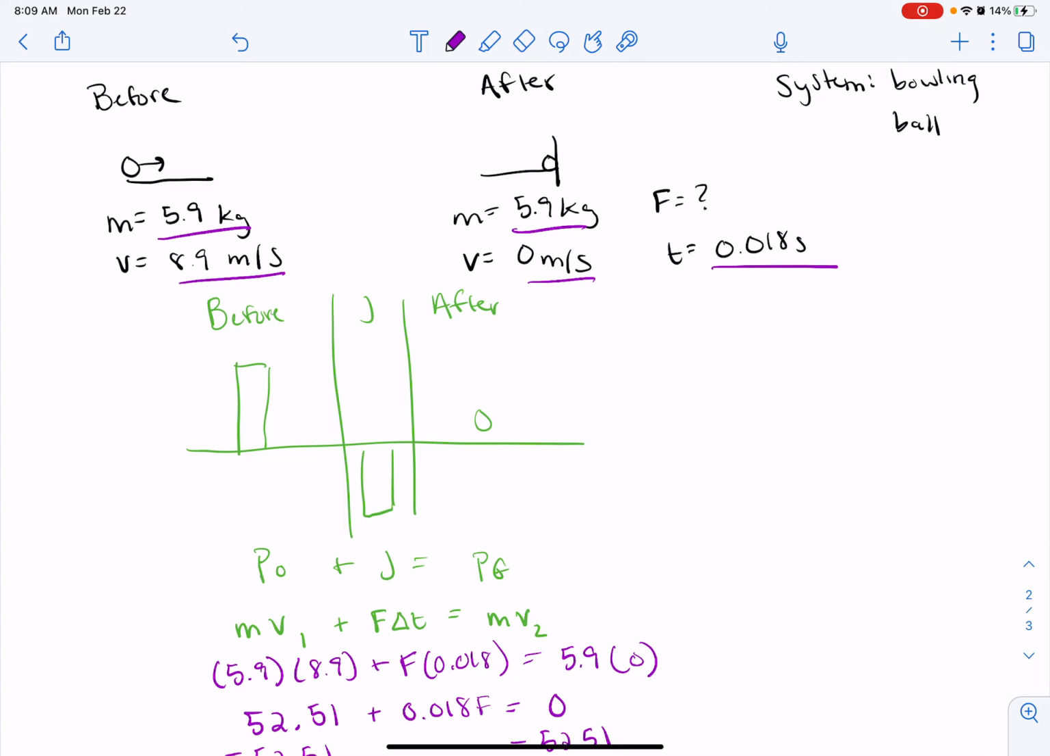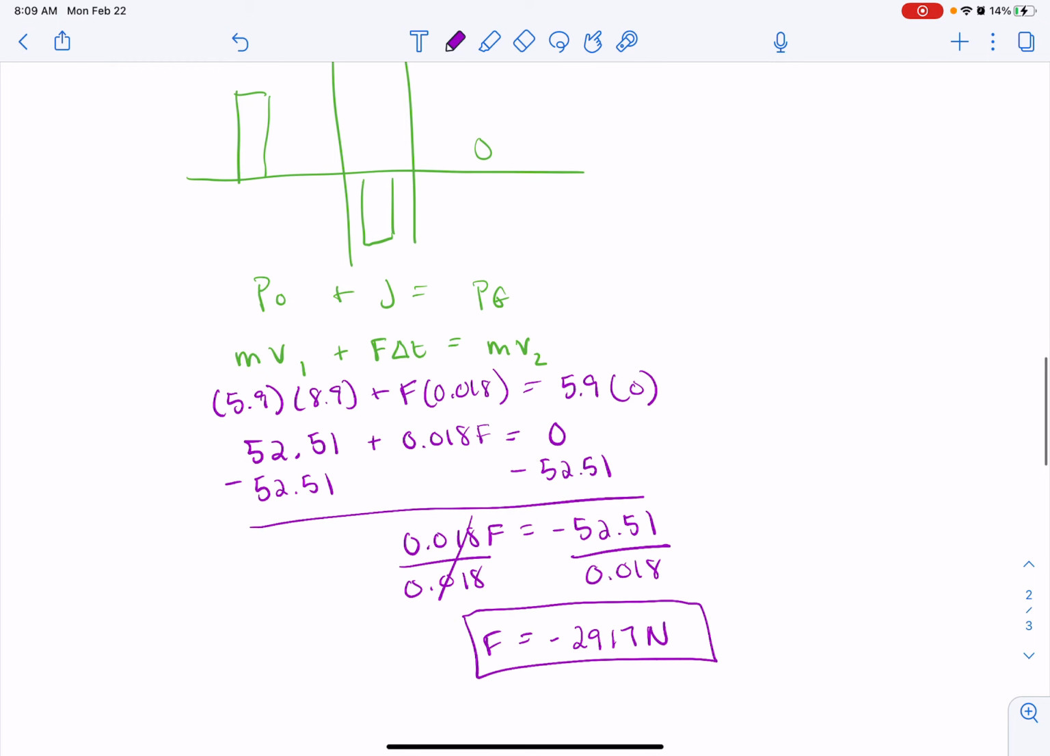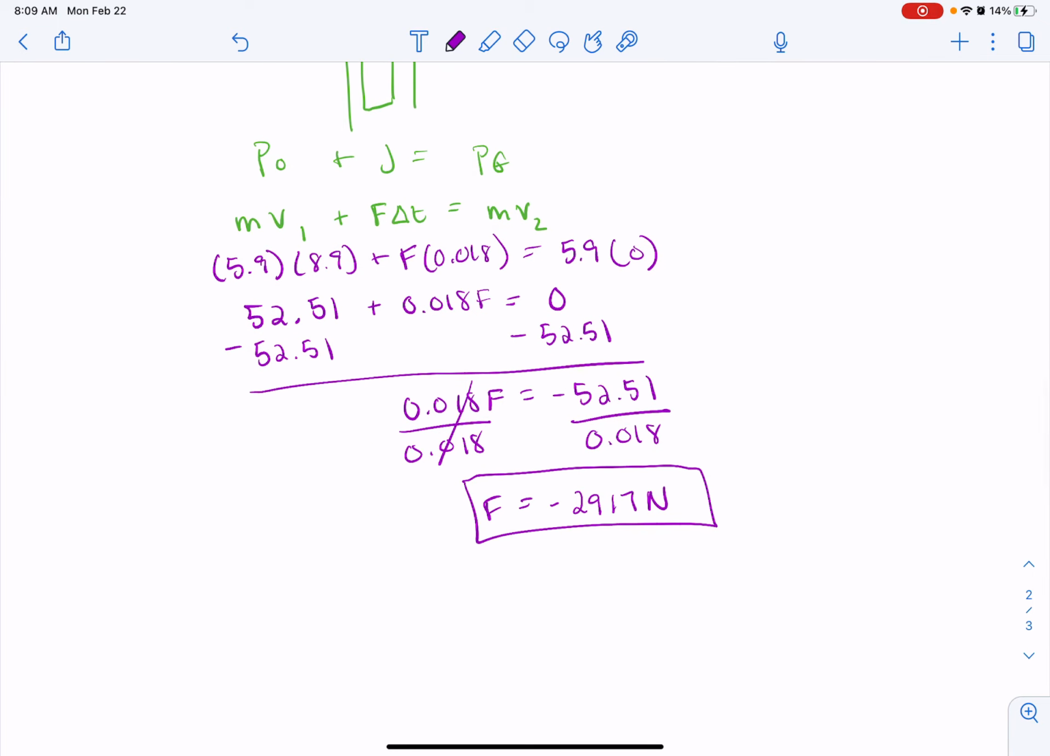So we have our before and after, and we wrote down all of the information we're given. Then we made our bar chart. From that, we could come up with this equation: starting momentum plus impulse gives you final momentum. We plugged in mass times velocity for momentum, force times time for impulse, plugged in all of our numbers, and then solved. So let's take a look at our last one here, problem number 4.